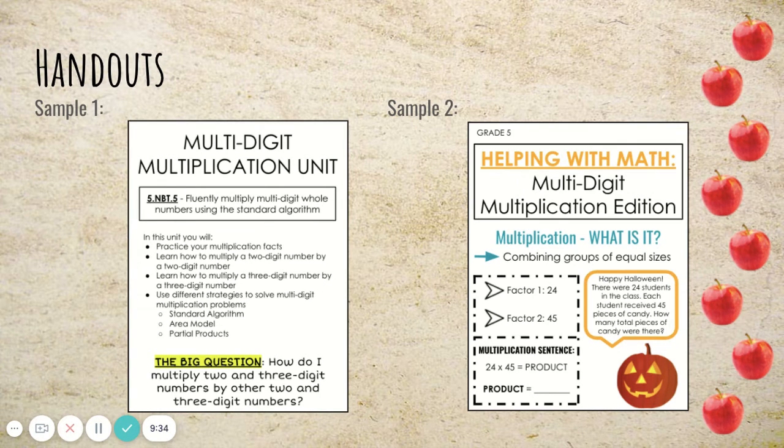While students are learning this unit, they will receive a few handouts to explain expectations and strategies. The first handout will show the standard being assessed, as well as what students will do or be expected to do throughout the unit. The big question at the bottom will be referred to during each lesson. The second handout is a Helping with Math flyer for students. It has vocabulary words and definitions that connect to the lesson, a timely word problem, yay Halloween, and a place for students to solve that problem.